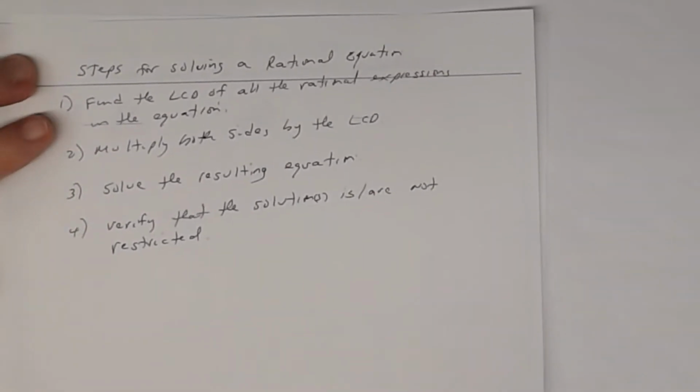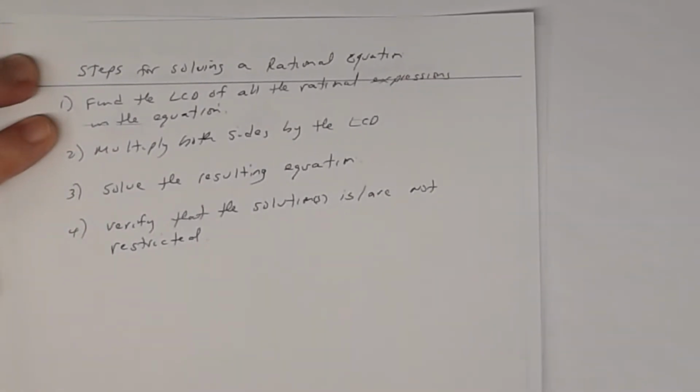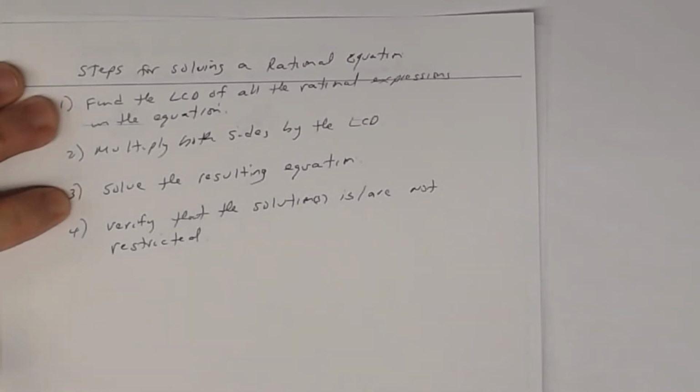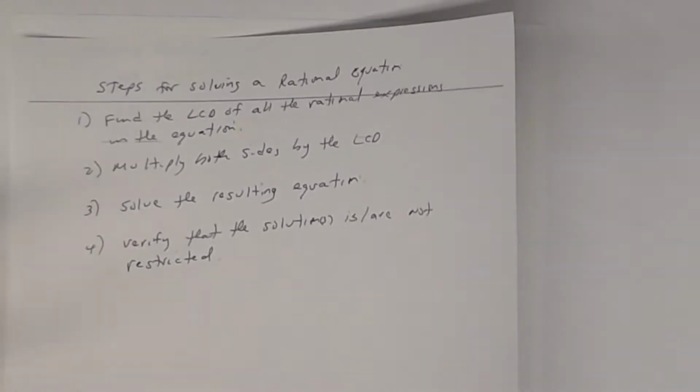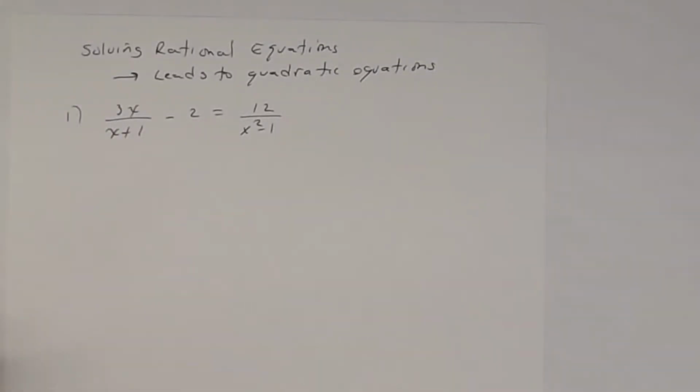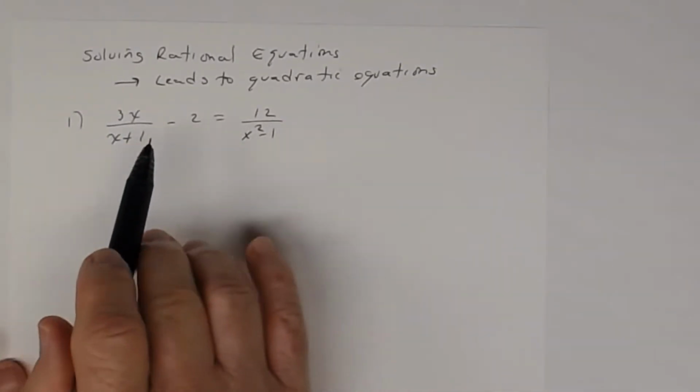And just as in the previous lesson, remember the steps. You're going to find the least common denominator of all the rational expressions in the equation. You're then going to multiply both sides by the least common denominator. You're going to solve the resulting equation, and then you're going to verify that the solutions are or are not restricted. Okay, so let's look at number one. So in number one, you have this rational equation.